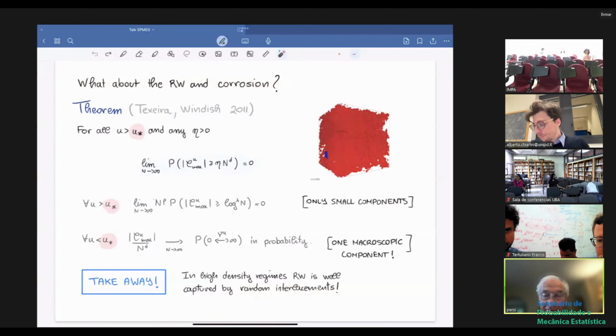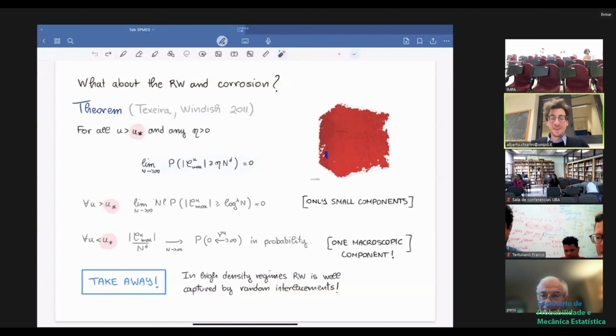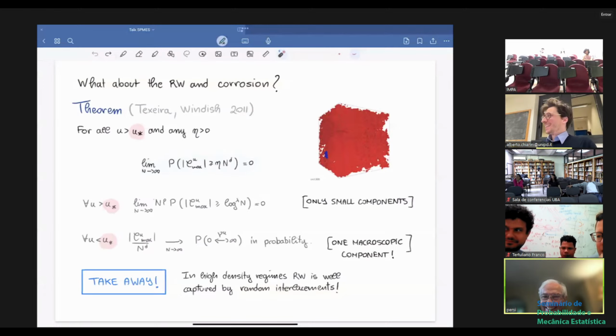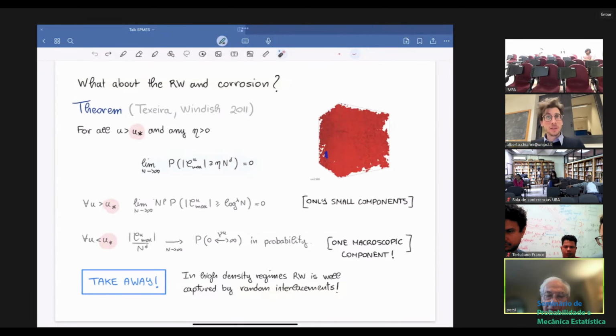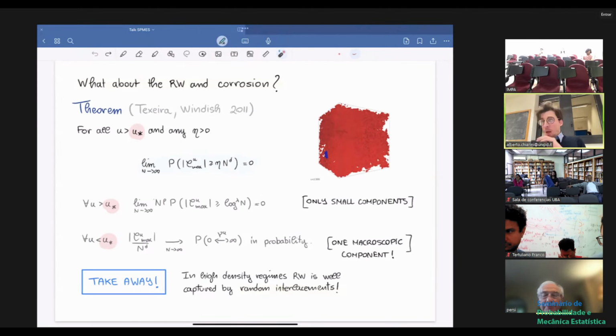Is it 7 or are there bounds? Okay. Sorry. It exists. It is positive. It is finite. There are some asymptotics with the dimension, but I don't remember them exactly. But it depends on dimension, of course. Thank you. Good. So the takeaway is that in these high density regimes, the random walk is well captured by random interlacements, and one can use random interlacements to identify important quantities.